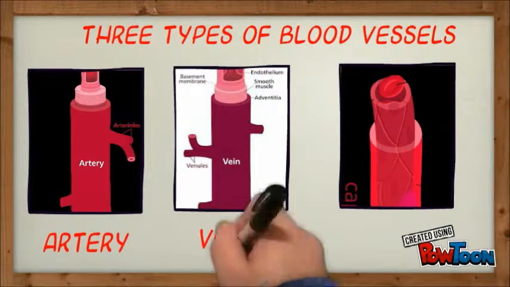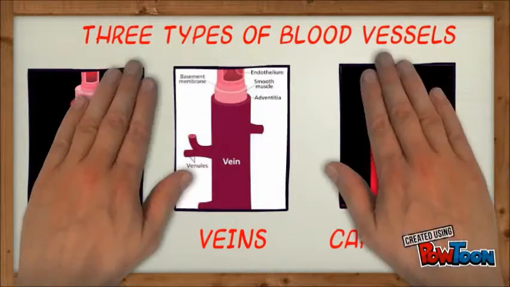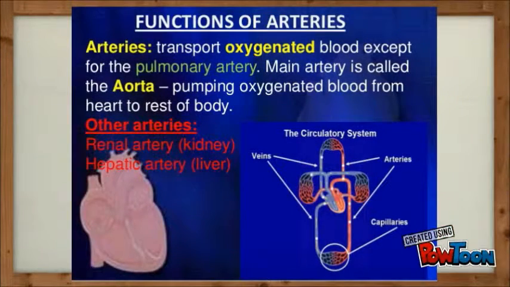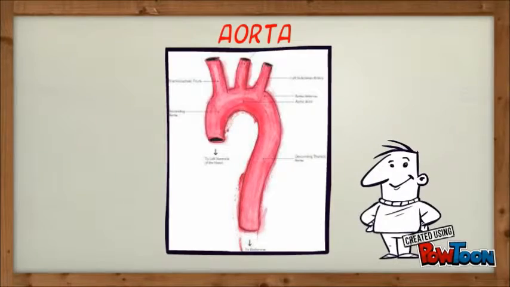There are three types of blood vessels: arteries, veins, and capillaries. Arteries transport the oxygenated blood away from the left side of the heart. Like the branches of a tree, they become thinner as they spread out from the main arteries. These smaller branches are called arterioles. The largest artery in the body connected directly to the heart is the aorta.